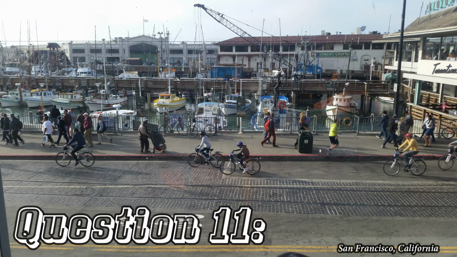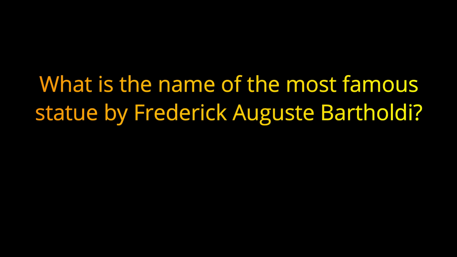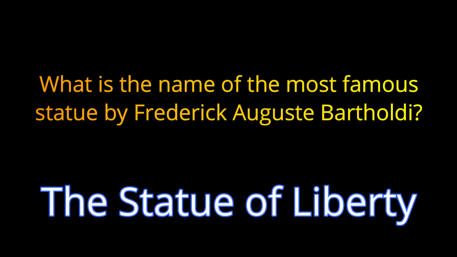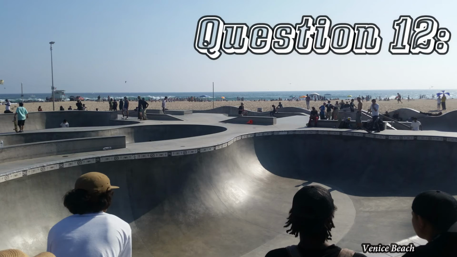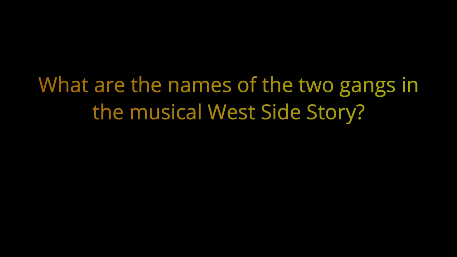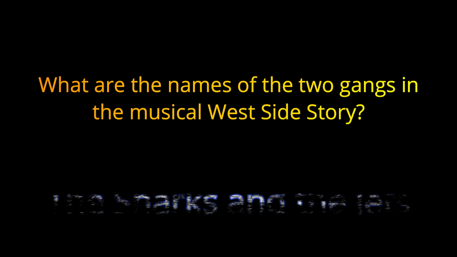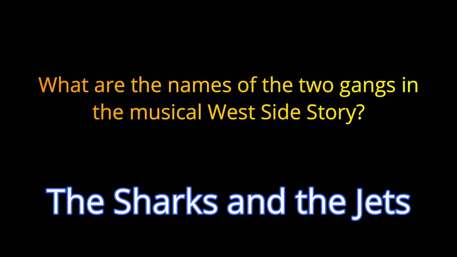Question 11. What is the name of the most famous statue by Frederick August Bartholdi? The answer is the Statue of Liberty. Question 12. What are the names of the two gangs in the musical West Side Story? The answer is the Sharks and the Jets.